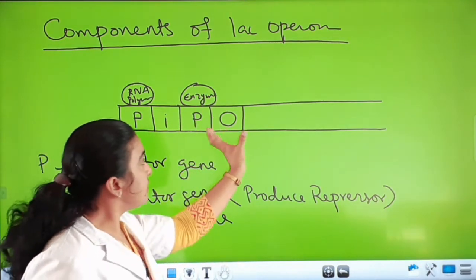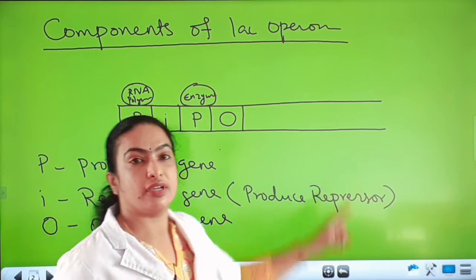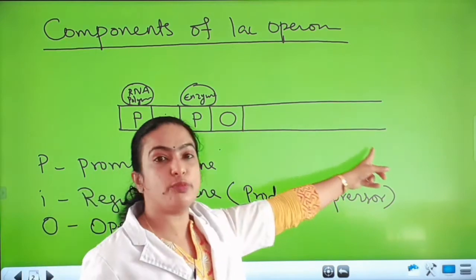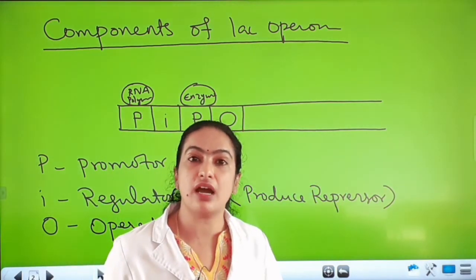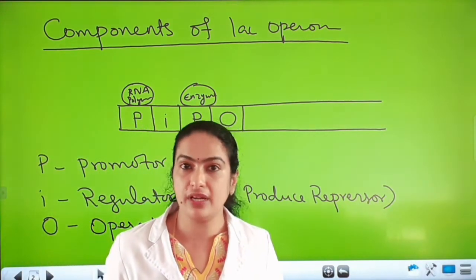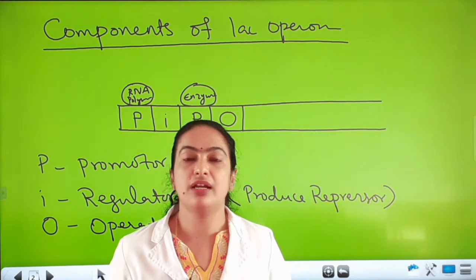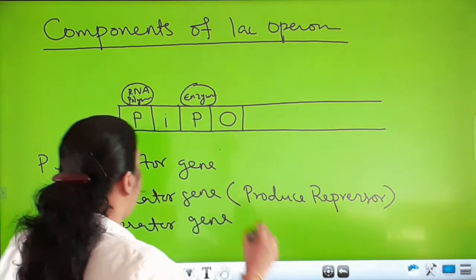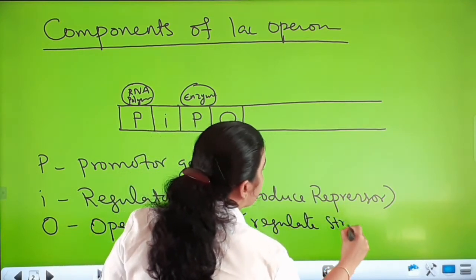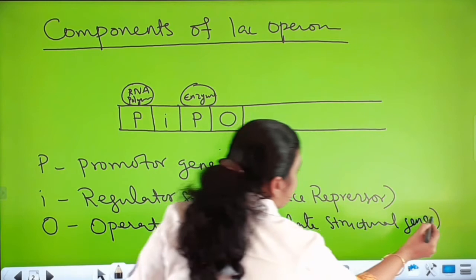The O gene is a segment of this Lac operon which can control the expression of structural genes. So the O gene is followed by structural genes, and those structural genes are under the control of this operator gene. Is it clear? So the operator gene is a gene of the Lac operon which can regulate the expression of structural genes. So next, we can write: regulate or control structural genes.